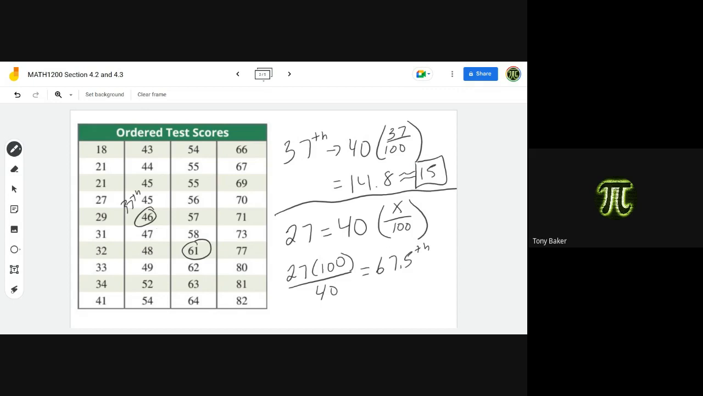To do the algebra to get back to the X, you just do the opposite. So instead of dividing by 100, I multiply by 100. Instead of multiplying by 40, I divide. And that gives me that X, that gives me my percentile. So it's the 67th and a half percentile, which they would call the 67th percentile, because it's always a whole number.